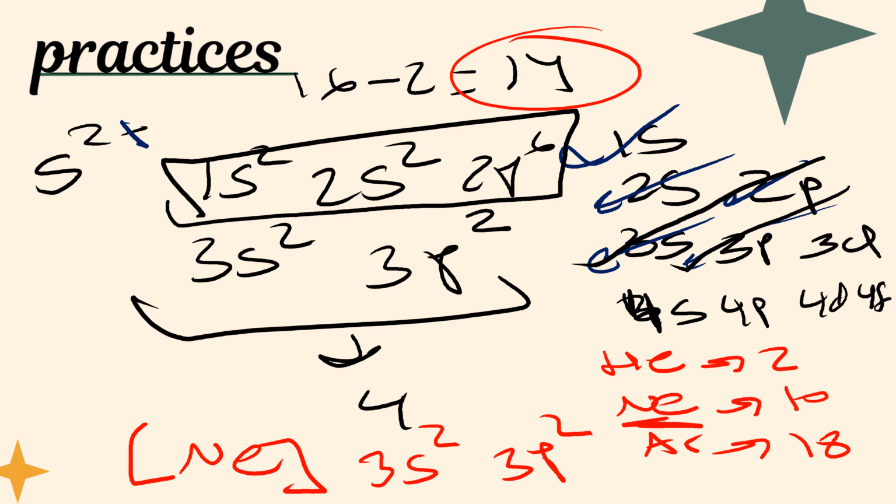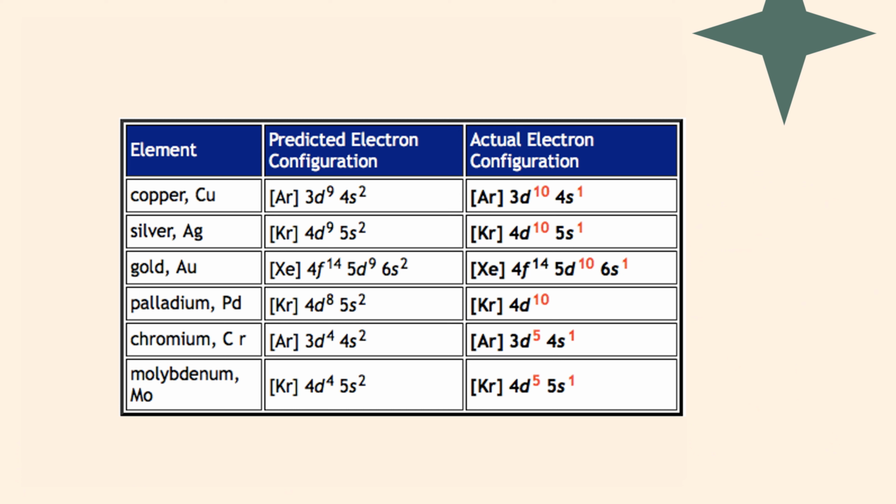That's all. Now, there are exceptions to the methods that I've shown you, and those exceptions were discovered experimentally. For copper, silver, gold and so on, the method that I've shown you won't work. The reason is that 3d is higher in energy than 4s, and it's the same as we go down. The d subshell has higher energy than the s subshell.